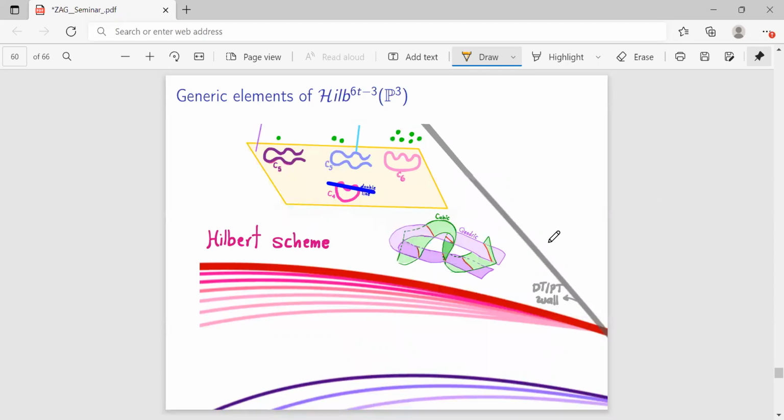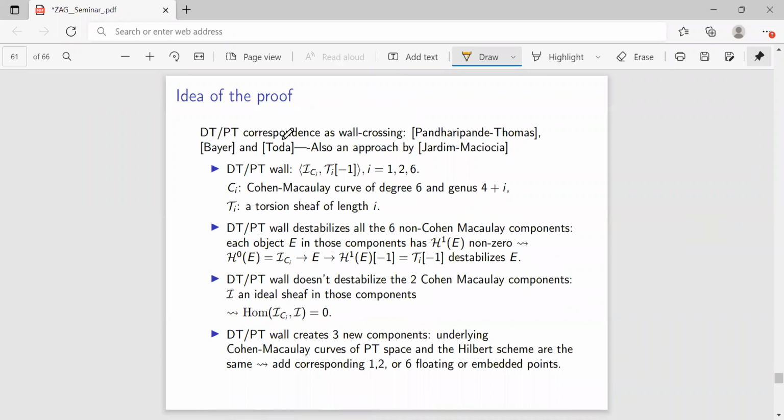And okay, to prove this, I call this wall between this Hilbert scheme and the stable pair space the DT/PT wall. Basically, this DT/PT correspondence, we can see it as a wall crossing. This is due to Pandharipande and Thomas, and also Bayer and Toda, and also another version by Marcus Jardim and Antonio Maciocia.